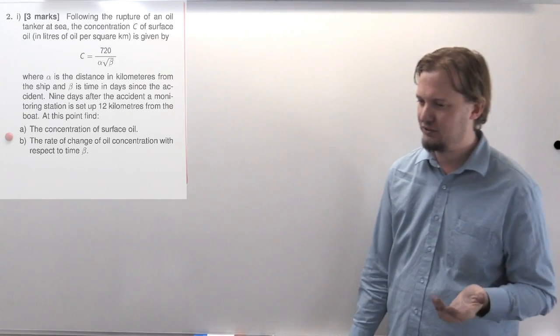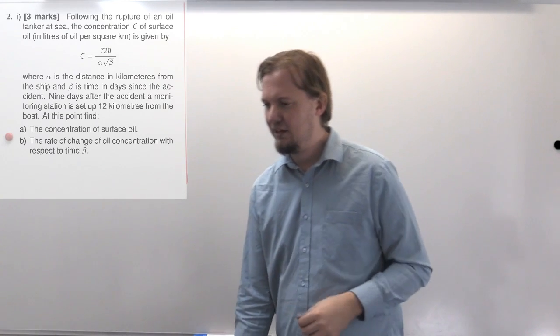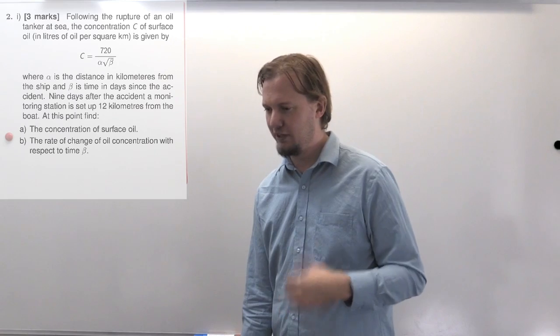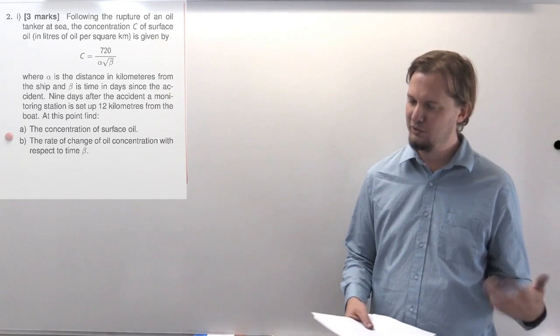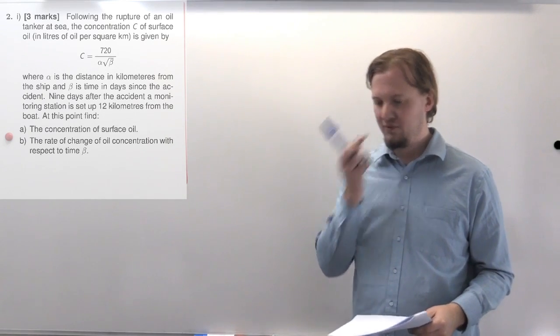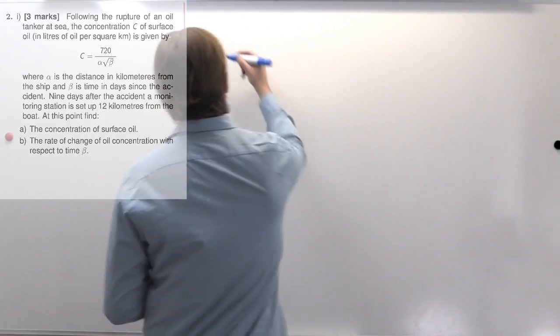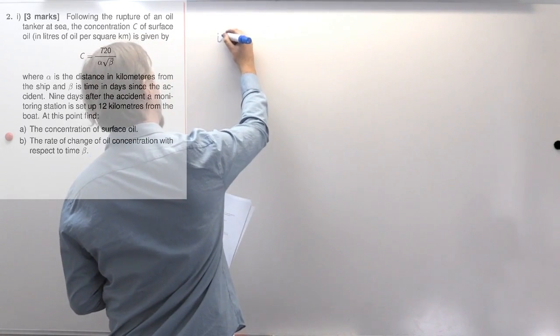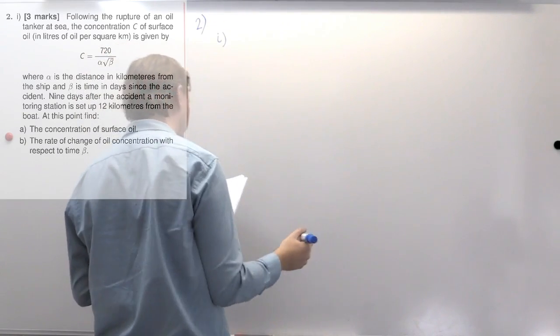Find the concentration of the surface oil at the point of the station, and find how the rate of change of oil concentration changes with respect to time. I don't think there's too much to say about this question, just make sure you explain what's going on. This is actually question 2, part I.